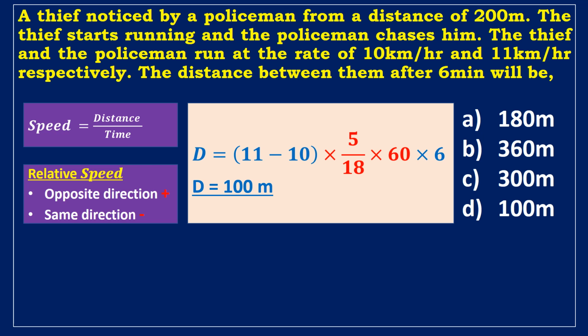Convert kilometer per hour into meter per second by multiplying by 5 by 18. Also multiply by 60 so that the time in minutes is converted to seconds. The relative distance covered by policeman is now for 6 minutes. In the speed, distance and time formula, substitute these values. Distance d is equal to 11 minus 10 into 5 by 18 into 60 into 6. The distance between the policeman and thief after 6 minutes will be 100 meters.